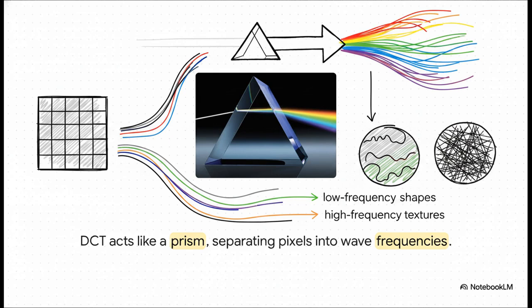Once the image is divided up, those blocks undergo what's called the Discrete Cosine Transform, or DCT for short. The easiest way to think about DCT is to picture a prism. Just like a glass prism separates a single beam of white light into all those different frequencies of rainbow colors, DCT takes a static grid of pixels and separates it into 64 different wave frequencies. Basically, it mathematically untangles the big, smooth, sweeping shapes from the really sharp, high-frequency, fine details.